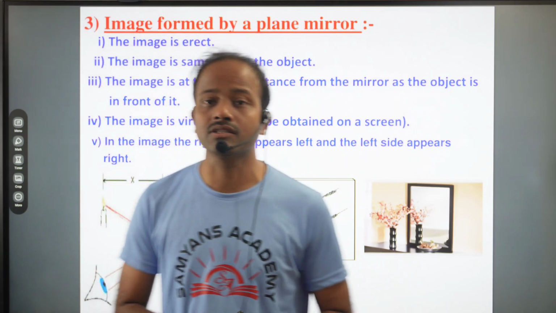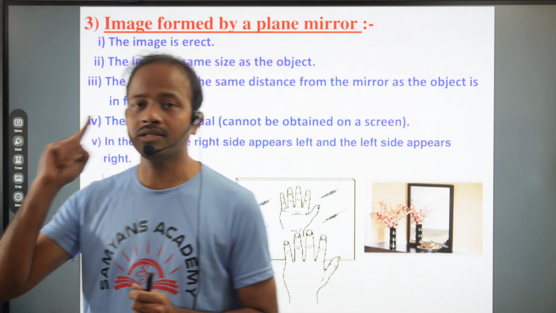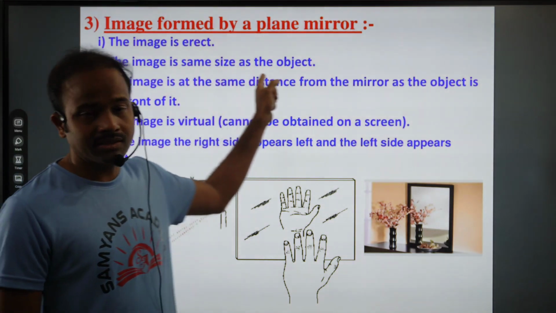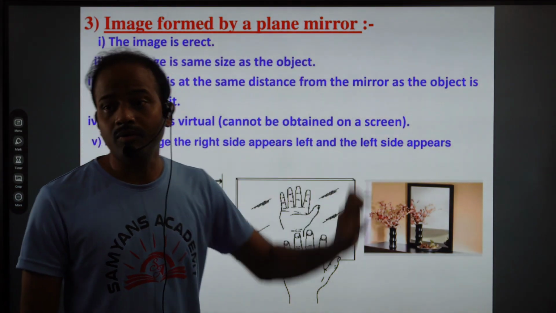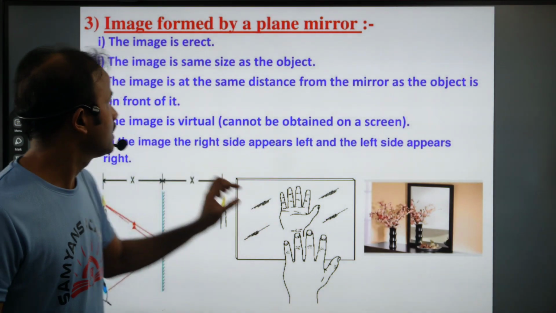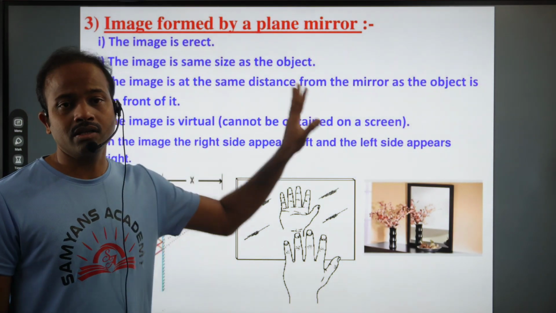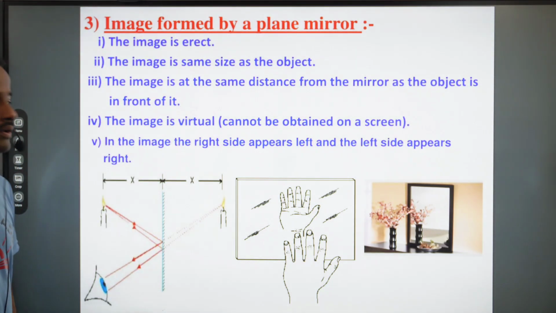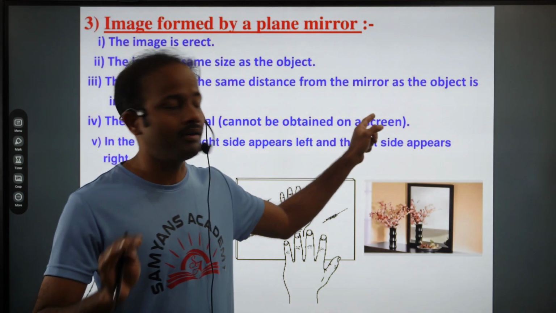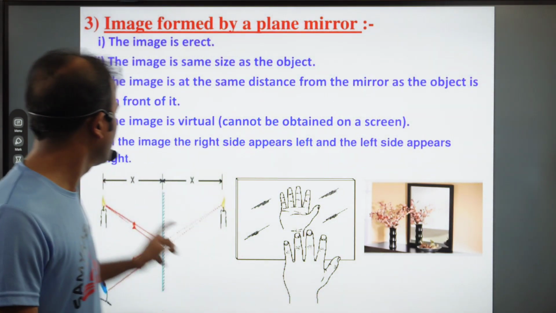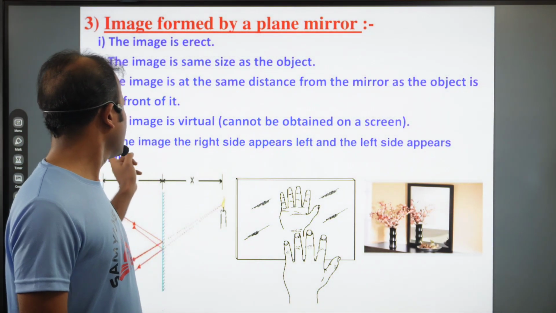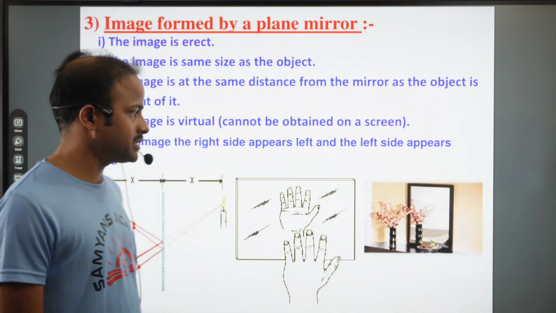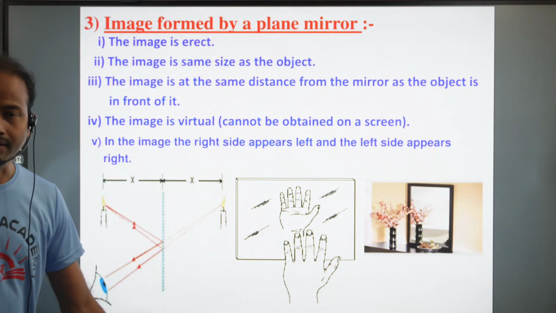And what are the characteristics of the image formed by the plane mirror? The image is erect. And what is the second one we have here? The size of the image and the size of the object are both the same. Yes, and the distance of the object and the distance of the image are both the same from the plane mirror. The image is virtual. Virtual means we cannot obtain our image on the screen, right? In the image the right side appears left and the left side appears right. Such images we call laterally inverted.